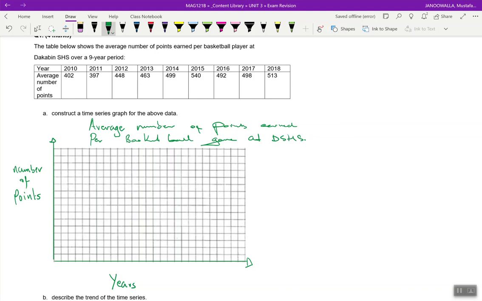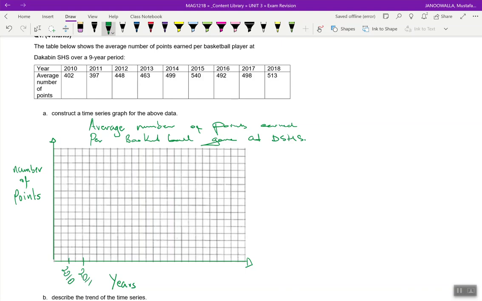So the years is pretty obvious. We're just going to separate them out. 2010. Still 18, so you've got to plan in advance. Maybe I should write it a bit better. Right, 2010, 2011, and so on. I'm not going to plot this whole graph.